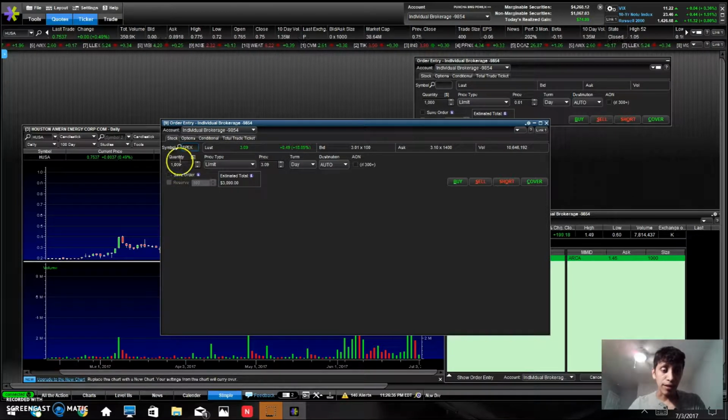This quantity shows how many shares I want to buy or sell. See, buy, sell, short, cover. I'm going to teach this later on, but for now, buy and sell.